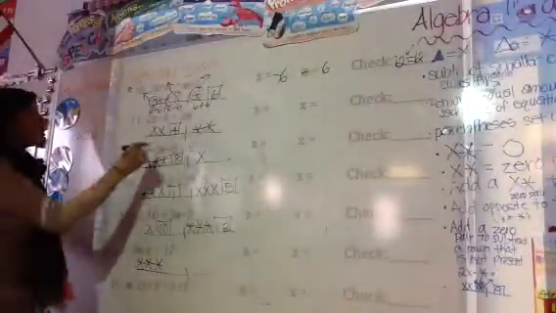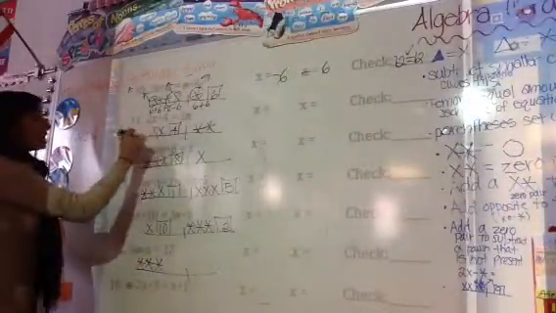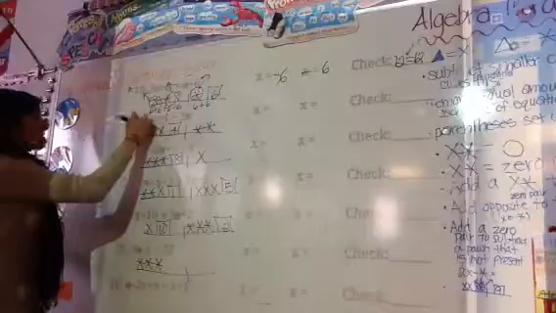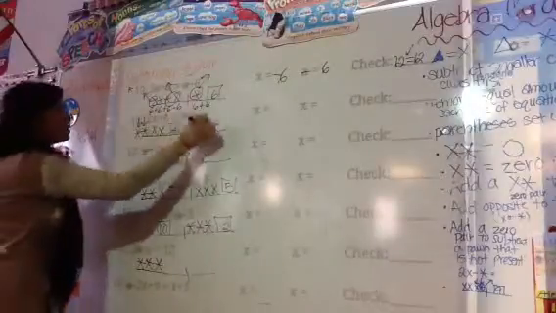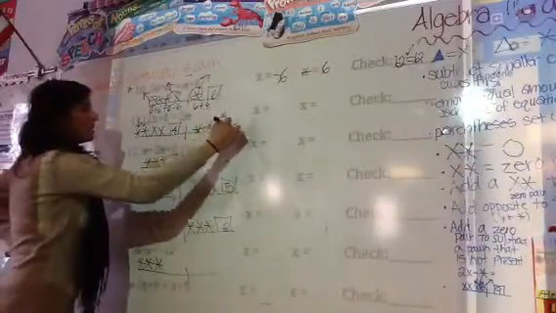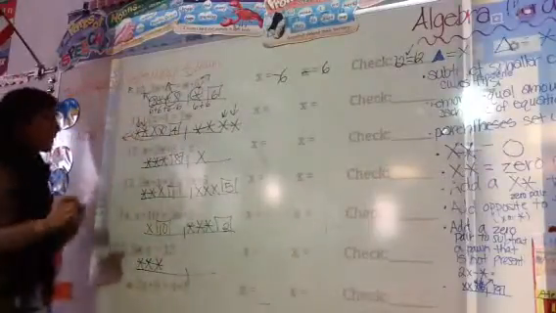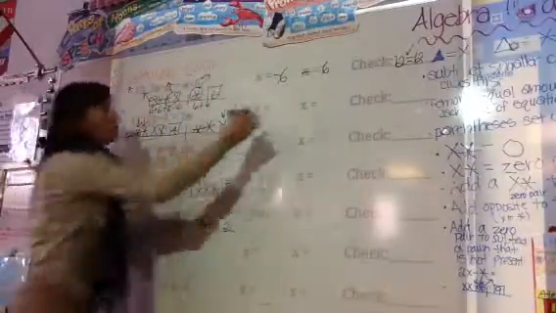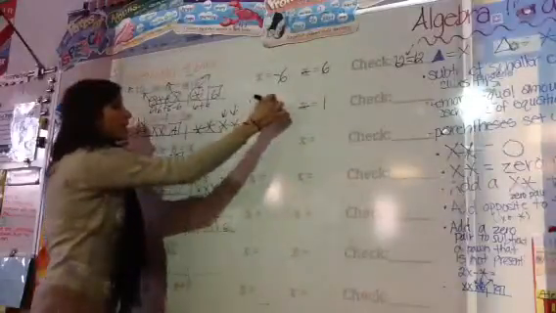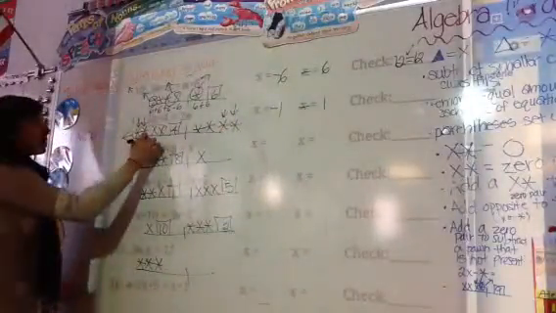Number 11, 2x plus 4 equals 2 star. I need these two x's off, so I'm going to go ahead and add 2 stars to each side. And now I can take a 0 pair off the left side, and I'm left with 4 equals 4 star. So star is equal to 1, x is equal to negative 1.